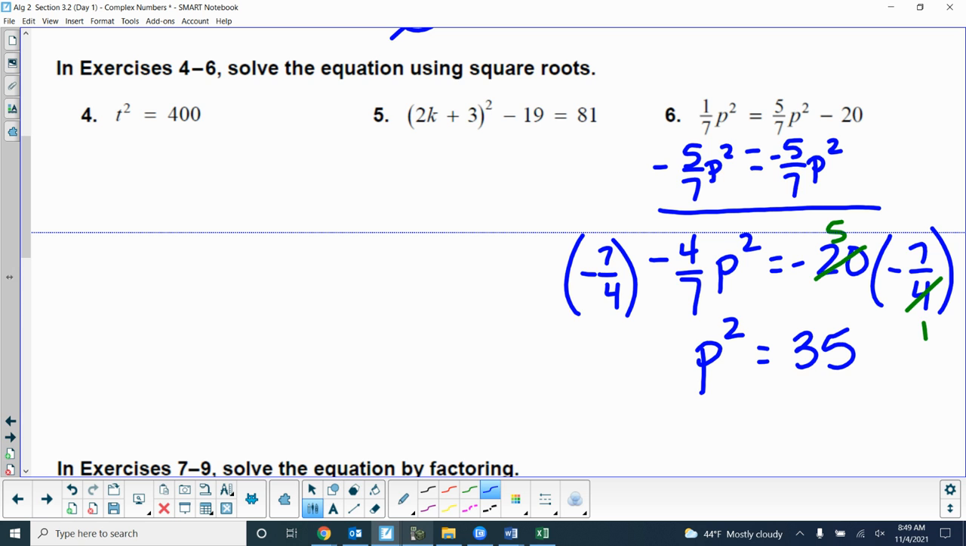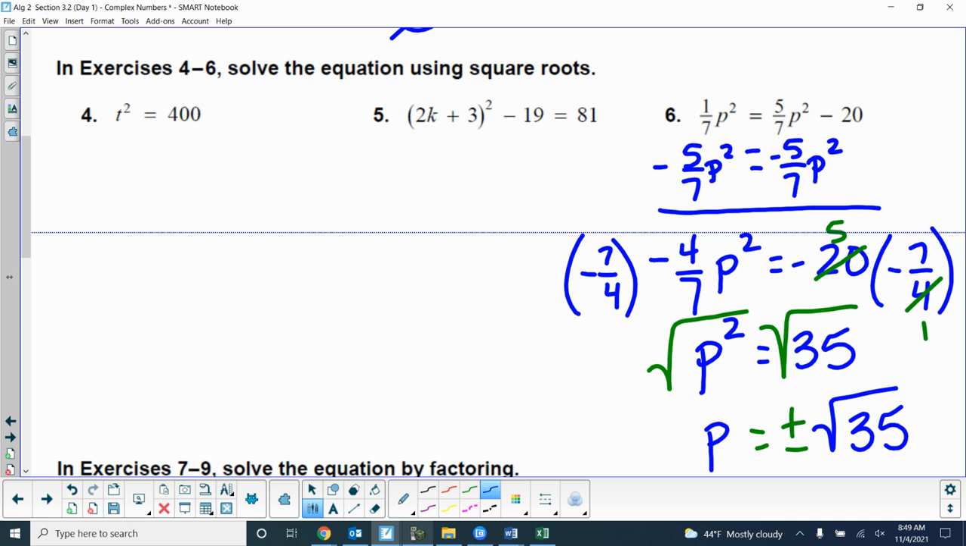All right, it's a positive 35, right? Or if you want, you can go 20 times 7, 140 divided by 4, you'll still get 35. Okay? Now, what do we do to both sides? Square root. Remember, when we do this step, you have to put that symbol in front of your answer. Plus or minus. And then if the square root of 35 does not simplify, you just leave it as the square root of 35.